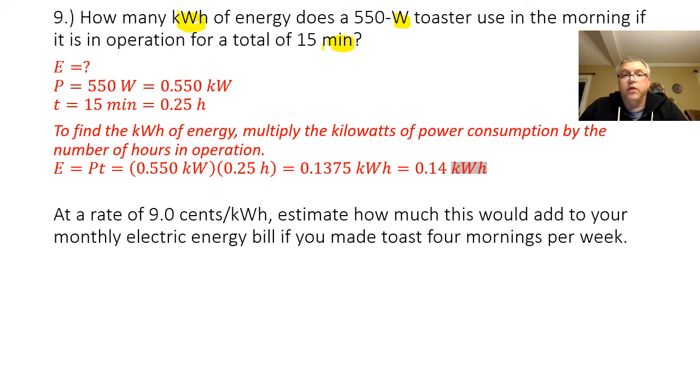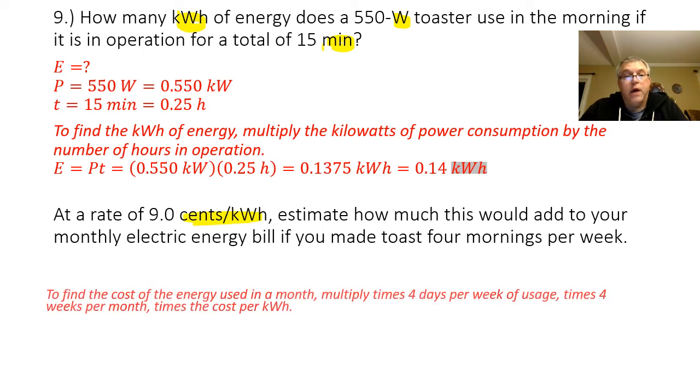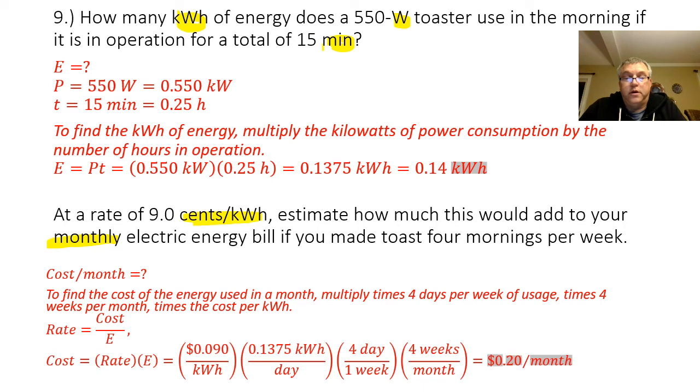Well, we're given the cost per kilowatt hour. We're given 9 cents per kilowatt hour, which we're going to convert to dollars. So the rate is $0.090 per kilowatt hour. And we want to know how much it costs per month. So we want to end up with dollars per month. So we're going from dollars per kilowatt hour to dollars per month. We know that the rate is equal to the cost divided by the energy. And if we want to know the cost per month, we want to multiply the rate by the energy usage.